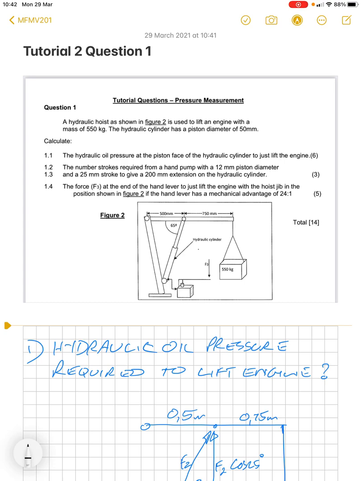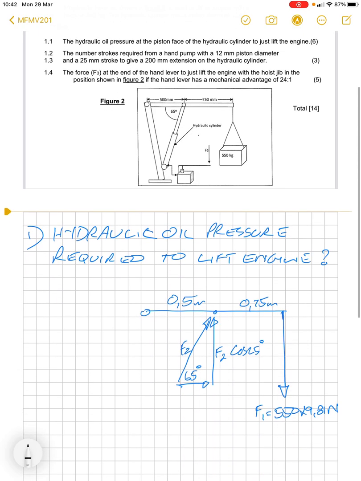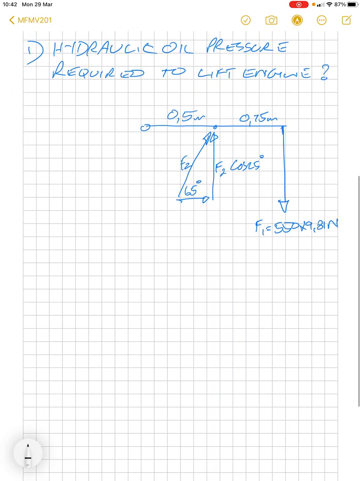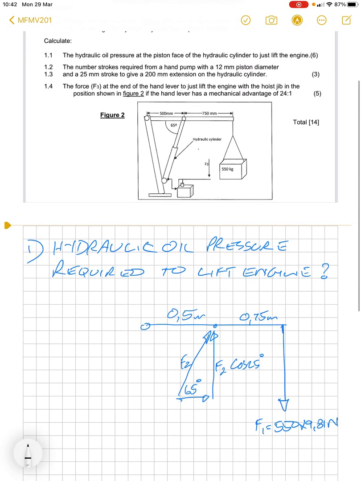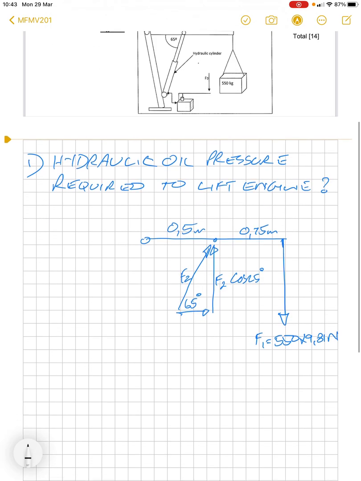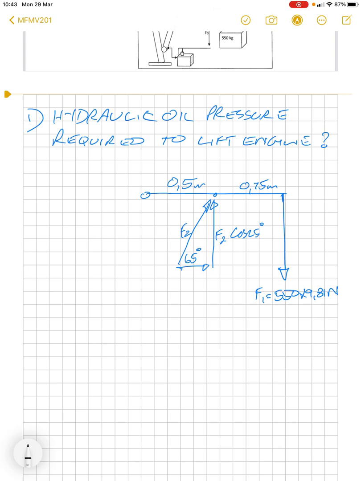So starting off at 1.1, the hydraulic oil pressure at the piston face of the hydraulic cylinder to just lift the engine. So that is the hydraulic force in the actual cylinder. I've drawn a vector diagram very roughly. F1 is equal to 550 kilograms times 9.81 to give it in newtons. F2 will be operating at an angle, and that's 65 degrees, the hydraulic cylinder angle. But what we're interested in is the perpendicular distance from the pivot point O, which is 0.5 meters to the pivot point. So that would be F2 cos 25 degrees.